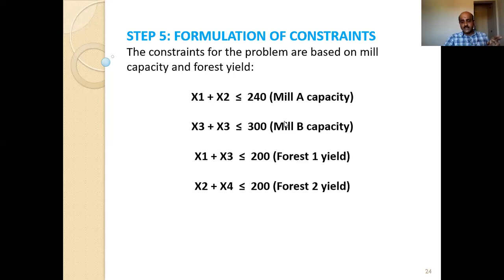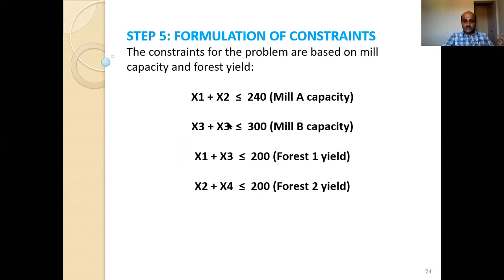This is the mill capacity of mill B. And for the forest yields, the maximum yield of each forest is 200, as specified. x1 plus x3 should be less than or equal to 200, and x2 plus x4 should be less than or equal to 200. So these are the 4 different constraints. Make a note here that it is x3 plus x4.